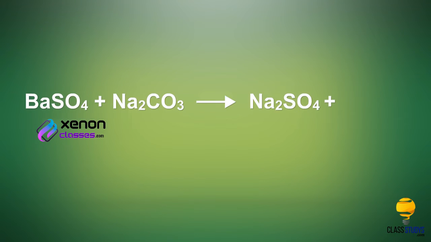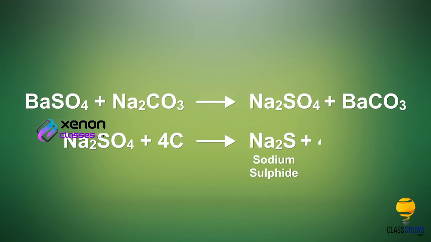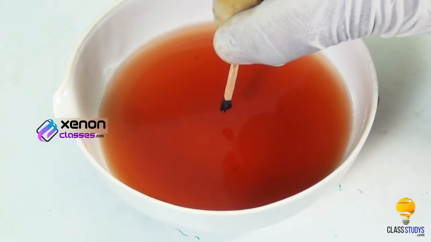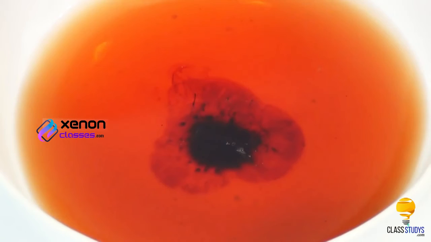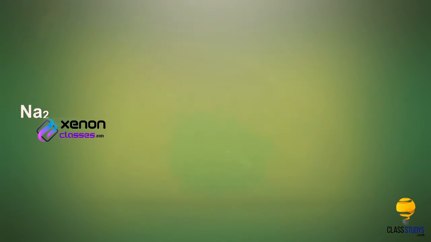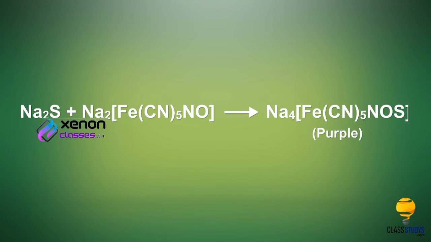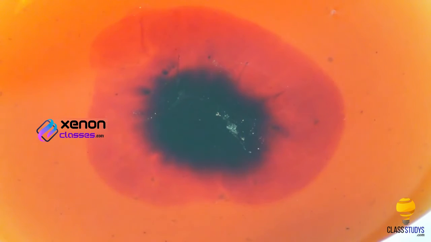Sulphate reacts with sodium carbonate and charcoal to form a fused mass of sodium sulphide. Now, dip the fused mass into sodium nitroprusside solution taken in the china dish. Sodium sulphide reacts with sodium nitroprusside to form a purple-colored ion complex which appears as violet streaks.